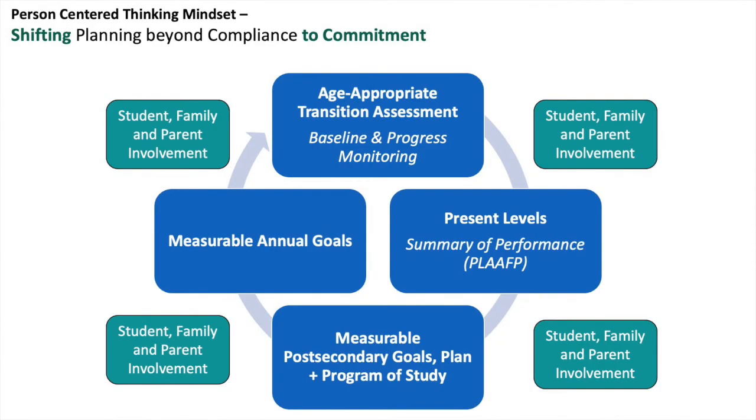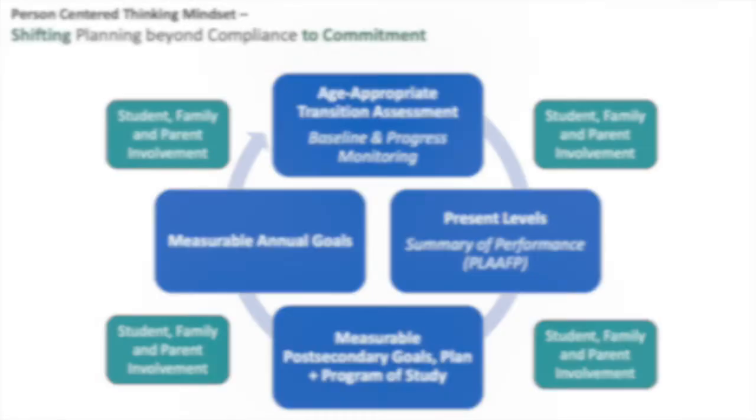Here we have the core components of transition planning that, when implemented together with fidelity, meet the requirements of Indicator 13. Given that student and family involvement is not only a requirement of this process, but also a significant factor in the effectiveness of creating and implementing a transition plan, taking a person-centered approach involves enriching and expanding opportunities for youth and family participation at each stage of this process.